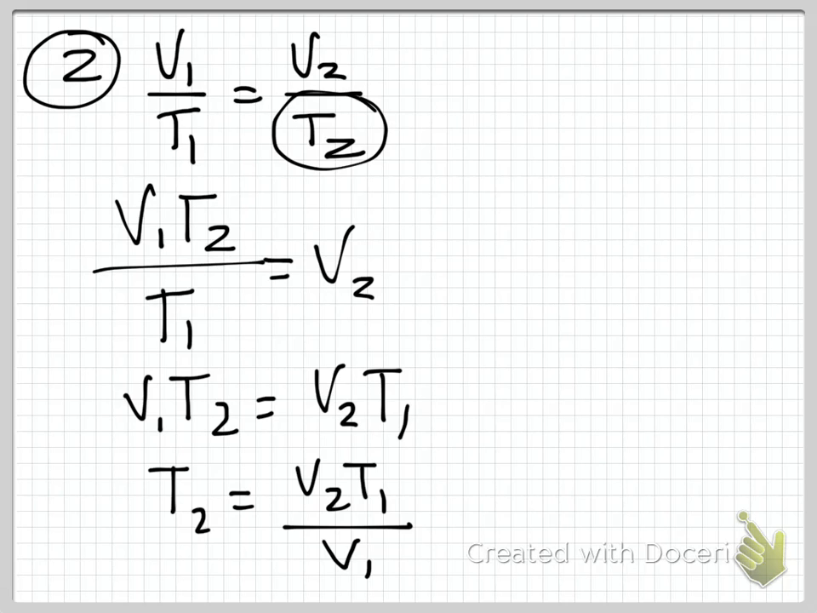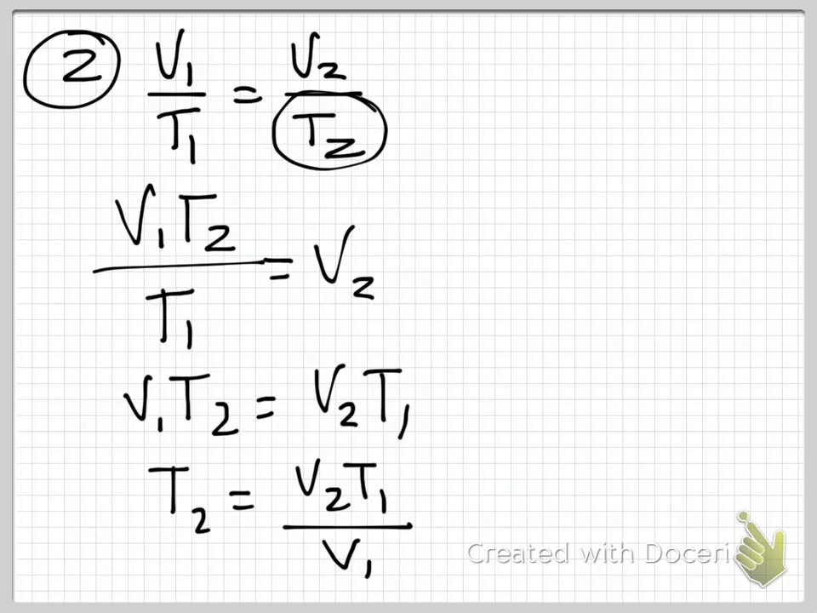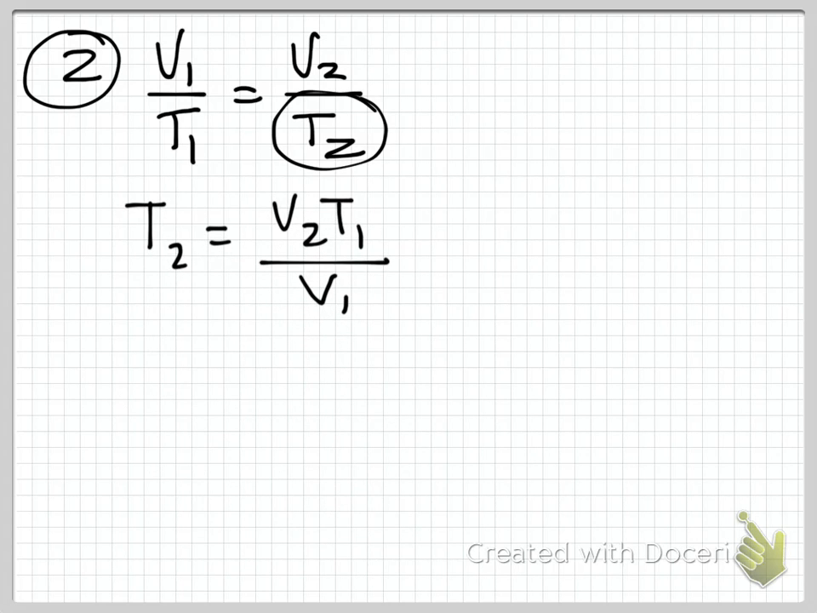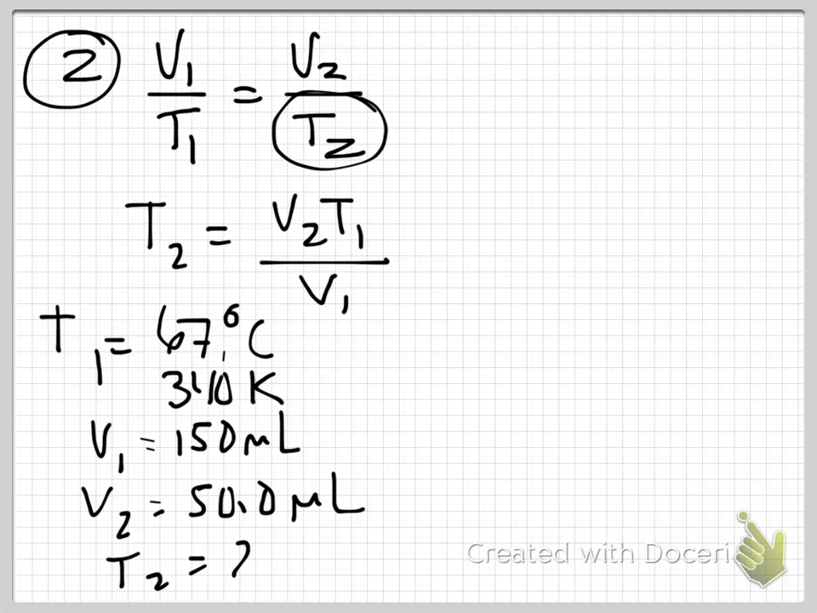Okay. So we'll actually just get rid of that. Oops. And move this up. Okay, so we list our variables. T1 is 67 degrees Celsius, which is 340 Kelvin, and V1 is 150 milliliters, V2 is 50.0 milliliters, and we're interested in T2.